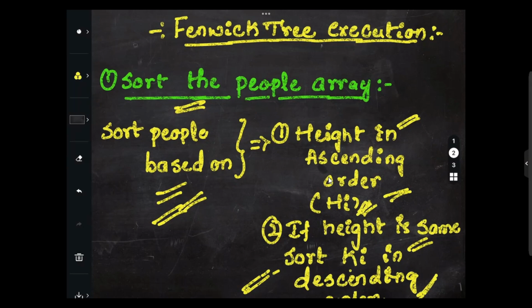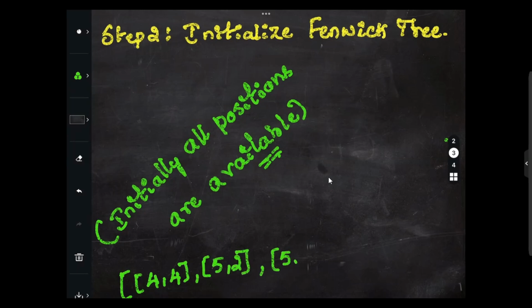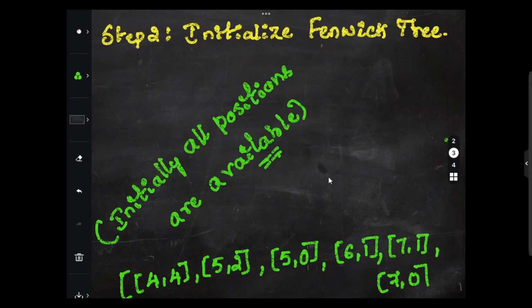This is very important. So after sorting, our array becomes this one. Before this, let me write it here itself. This is fine. So after sorting of the array, the array becomes this one: 4, 4; 5, 2; 5, 0; 6, 1; 7, 1; and finally 7, 0.